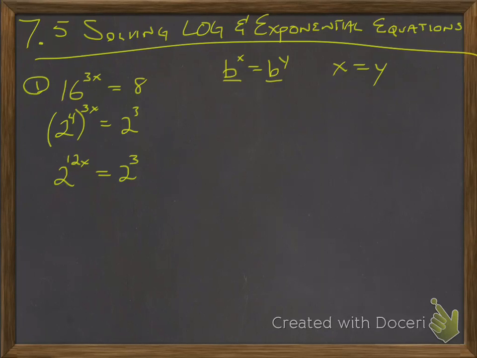So now that the bases are the same here, you can make the exponents equal to each other and solve. So divide by 12 and reduce, and x is equal to 1/4.